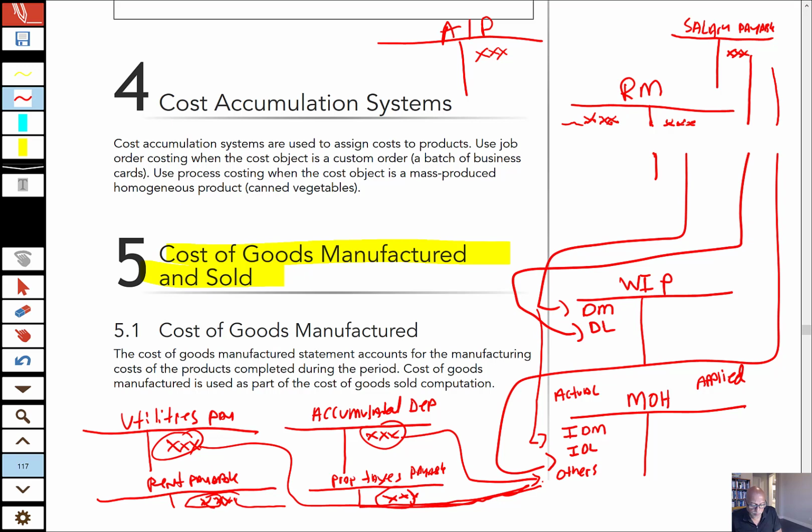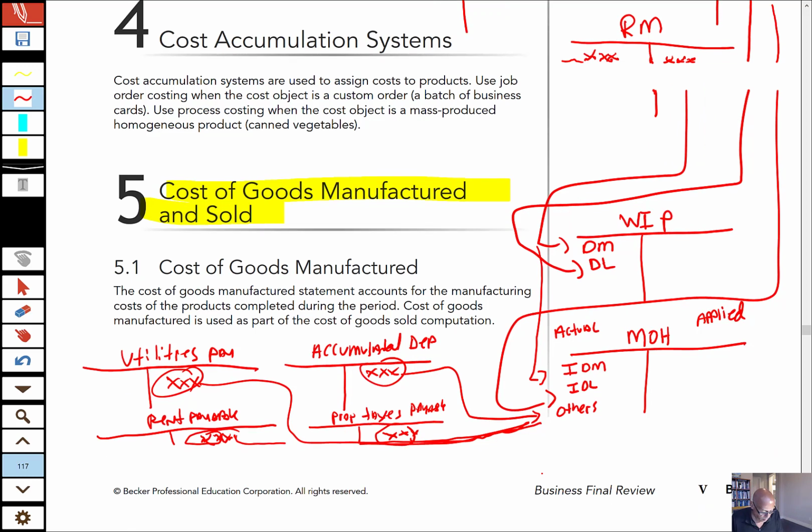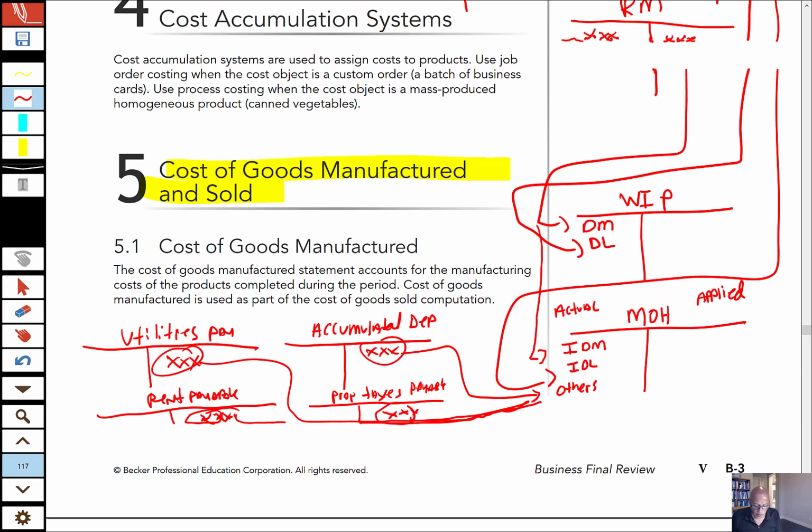Now we have a problem. It's kind of a problem, easily solved. We're sitting here and we have these debits on the actual side, but we really need those to be into work in process. But we couldn't take them directly to work in process because, hello, they're indirect. So what do we do? We come up with a predetermined overhead rate. We're going to talk more about that in a minute.